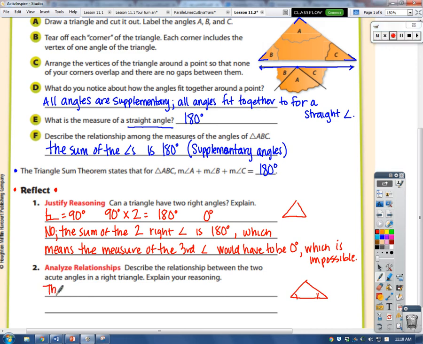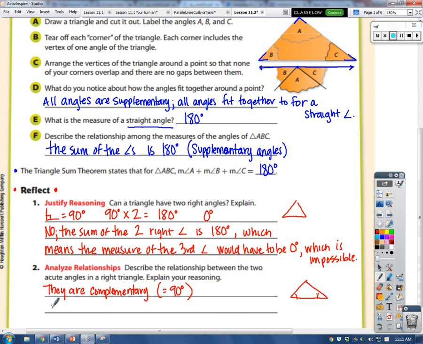So they are complementary. Which means they equal 90. Their sum equals 90 when combined. And that means that the third angle would be a 90-degree angle, right? Because that's what's left. So you would end up with a right triangle, which makes sense, right?